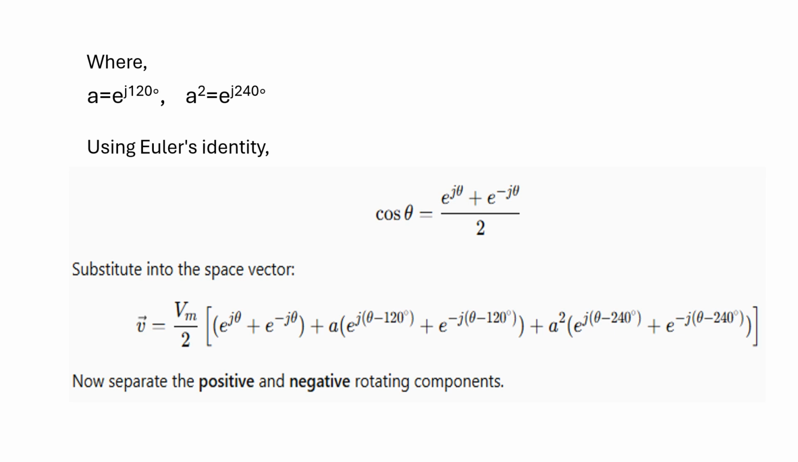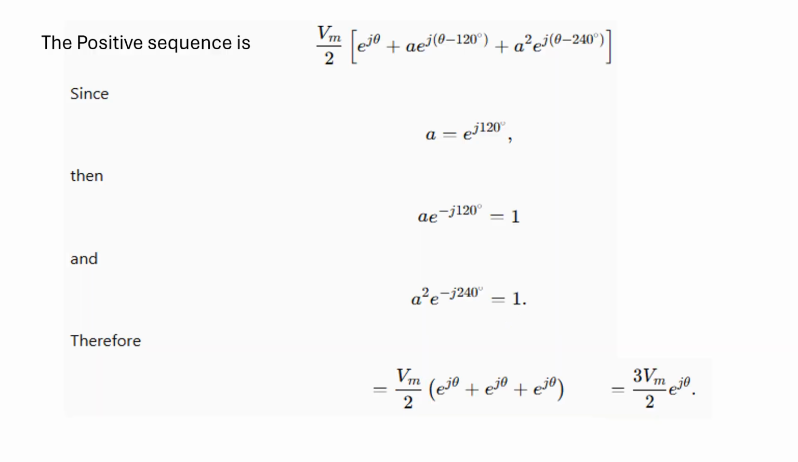If you observe here, e power j theta and e power minus j theta represent, one a positive and the other a negative rotating component. So we can separate it into positive and negative. If you consider only the positive components, this is e power j theta plus a e power j (theta minus 120) plus a square e power j (theta minus 240).